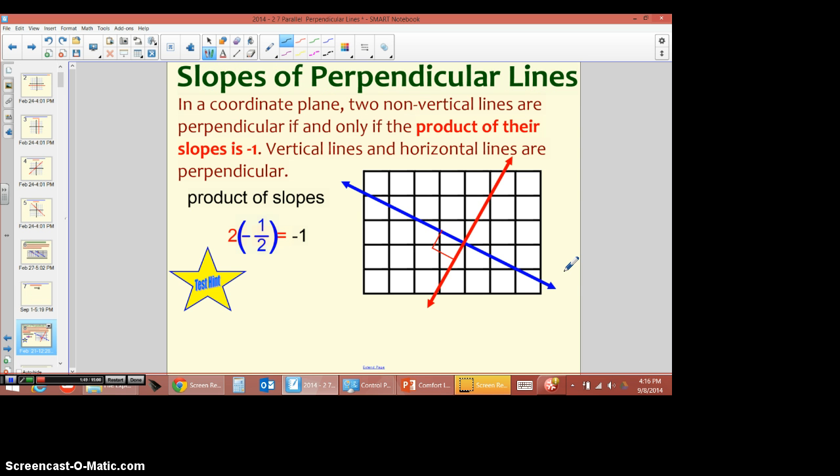Okay, so we talk about slopes of perpendicular lines. Their product is -1. Always. That's a hint. If you want to have perpendicular lines, their slopes have got to be multiplied together to equal -1.